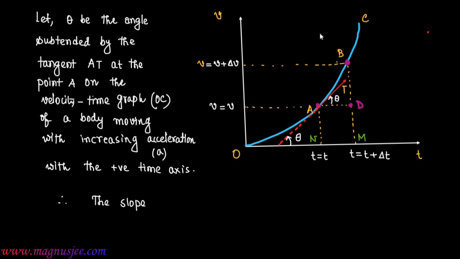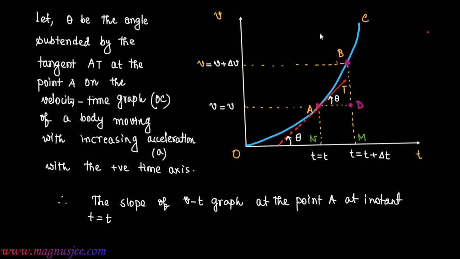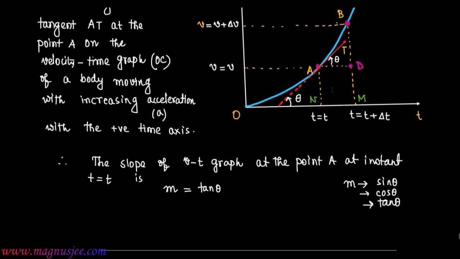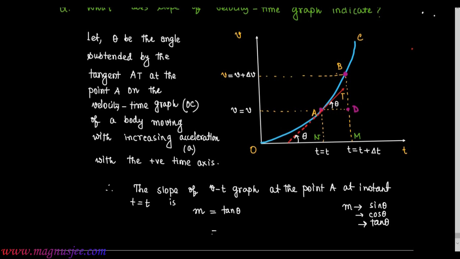Therefore, the slope of the velocity time graph at the point A on the velocity time graph at instant t equal to t seconds is given by m equal to what? Sin theta or cos theta or tan theta. Which one will be equal to the slope m? We know that slope m is equal to the tangent of theta, or tan theta.